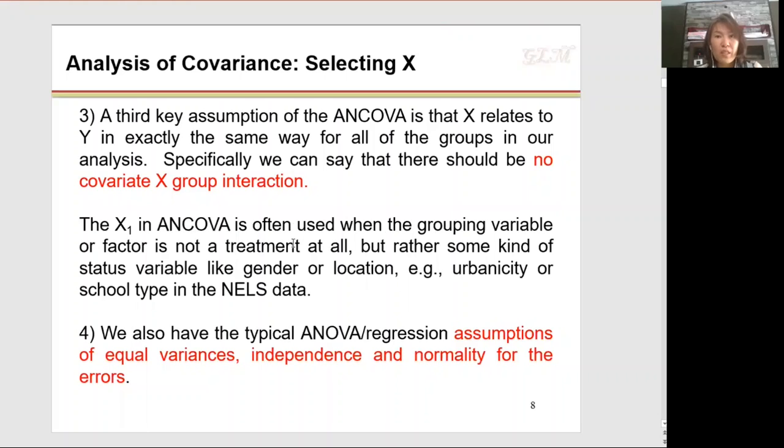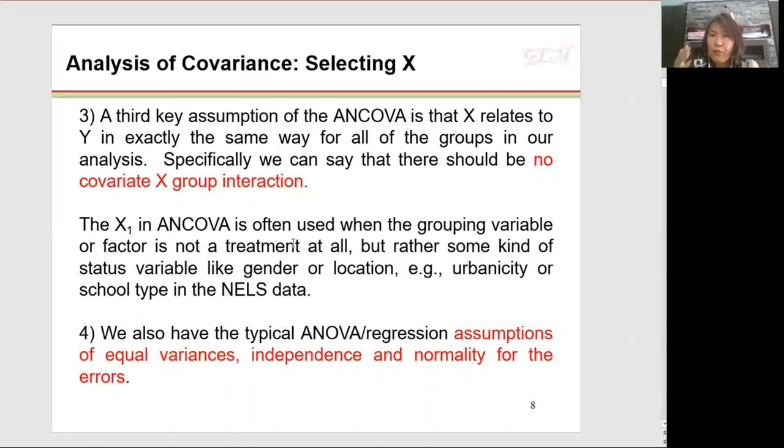Number three, a third key assumption of ANCOVA is that X relates to Y in exactly the same way for all of the groups in our analysis. So we want to control private education cost with the same mean of the private education cost, and we're going to compare the three race ethnicity groups' math scores, right?